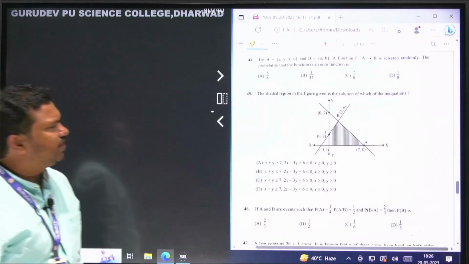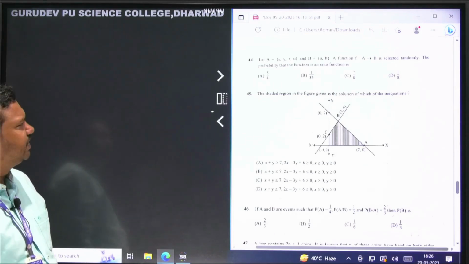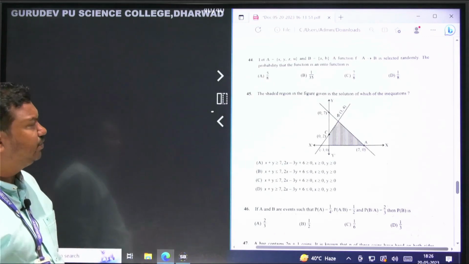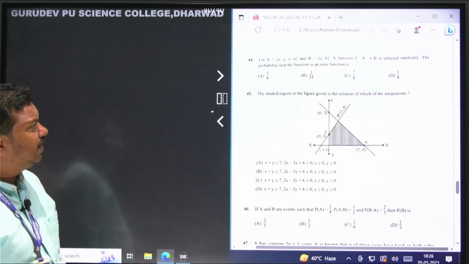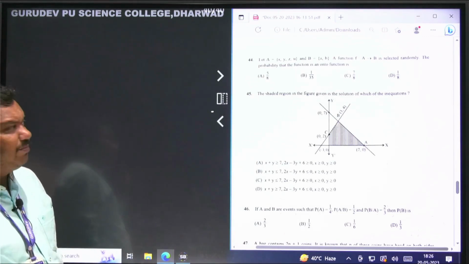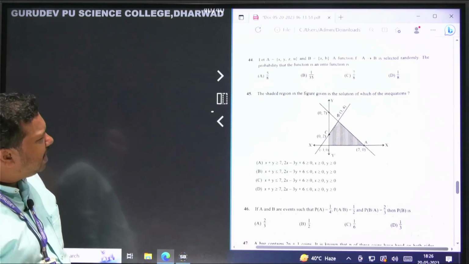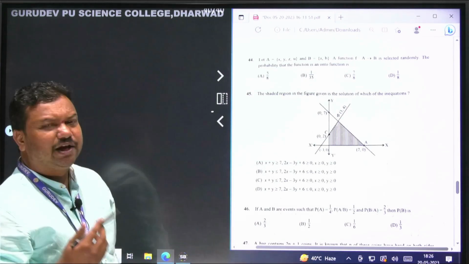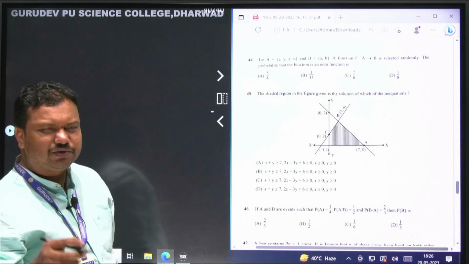Let A be a set of 4 letters x, y, z, u, and B is a set of a comma b. Then f is a function defined from A to B, and we need the probability that the function is an onto function. Onto function, you can understand. There is a standard question on A and B here, on the standard question.